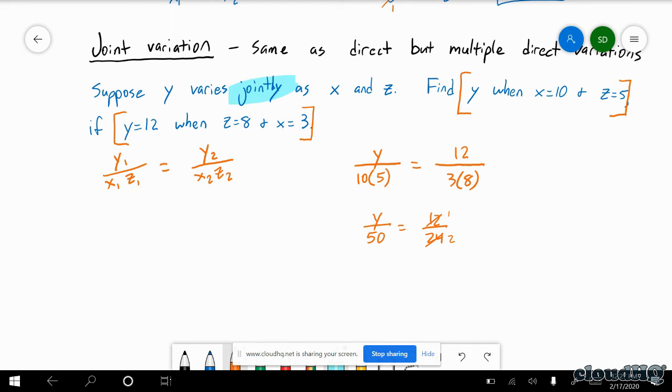Cross multiply. Y gets multiplied by 2. 2y is equal to 50 times 1, which is 50. Divide by 2, and we see that y is 25.